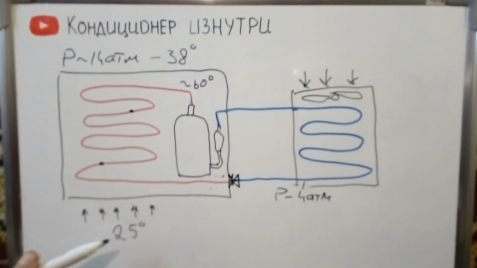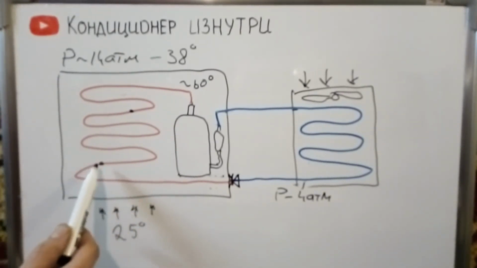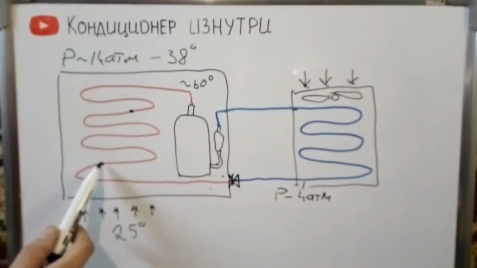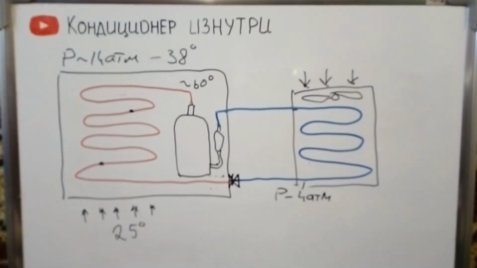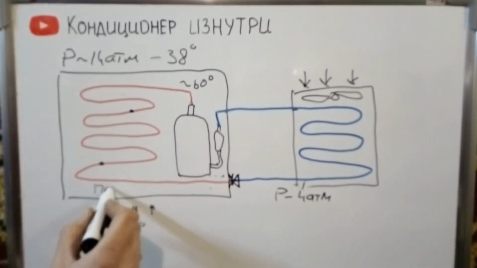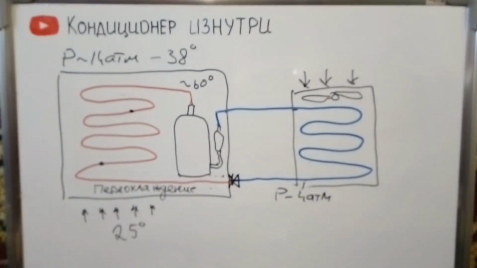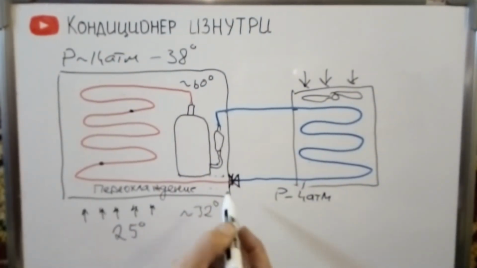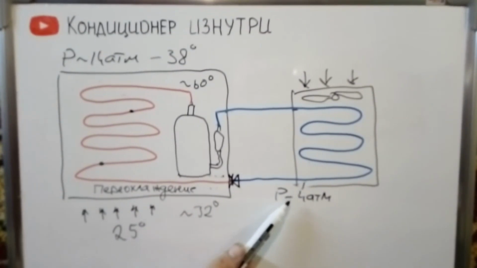The temperature, as we remember, is about 25 degrees outside. Further, when all the refrigerant has condensed at this point, it cools down a little more, and this value is called supercooling. At the outlet of the condenser, we have a liquid refrigerant with a temperature of about 32 degrees Celsius and a pressure of 14 atmospheres. After passing the throttle, we have a refrigerant with a pressure of 4 atmospheres. The pressure drops, then the temperature drops. At this pressure, the temperature is about 3 degrees Celsius.